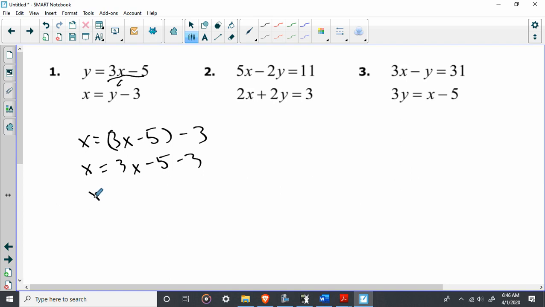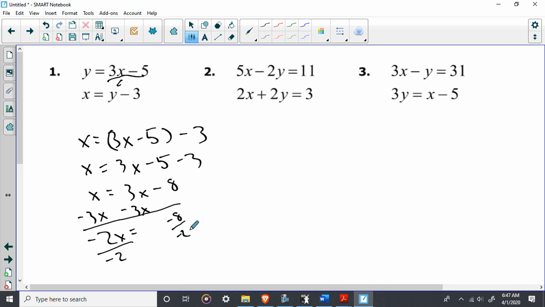Let's simplify. I have x. Negative 5 minus 3 is going to be negative 8. Since I already have my numbers on this side, let's move the x's over here. Subtract 3x from both sides. 1 minus 3 is going to be negative 2. And the last step was divide both sides by negative 2. Turn my board sideways, sorry. And what are we going to find out? x is equal to 4. I'm sorry, I'll try and keep it a little bit straighter.